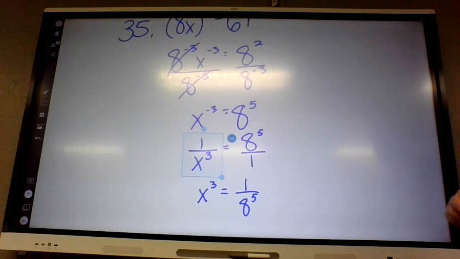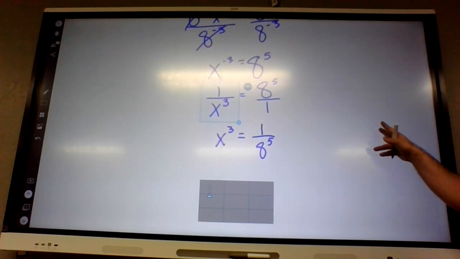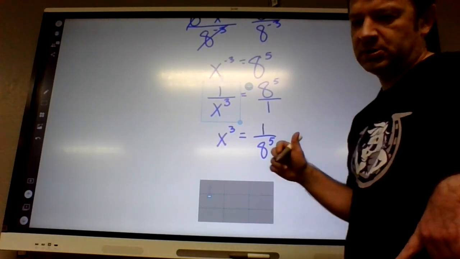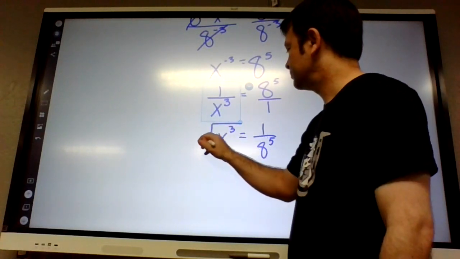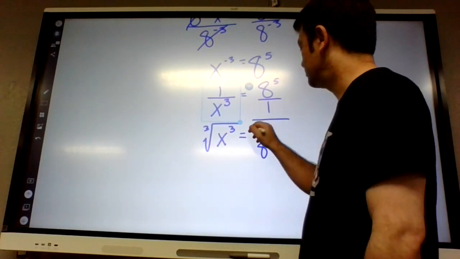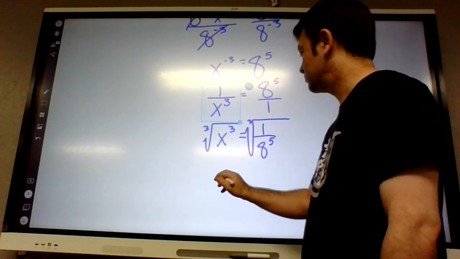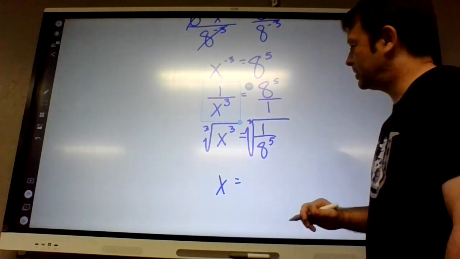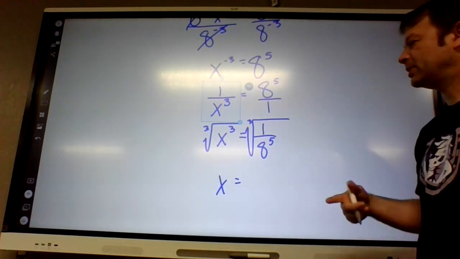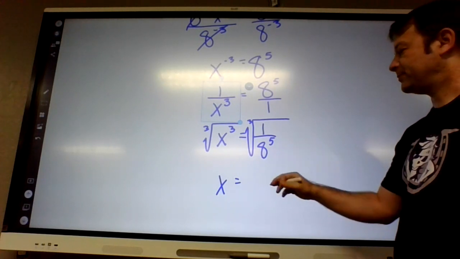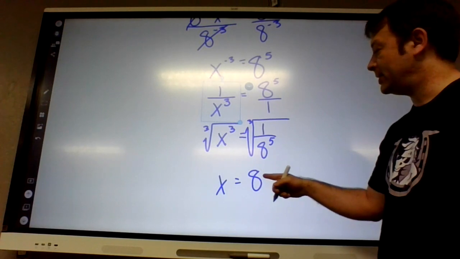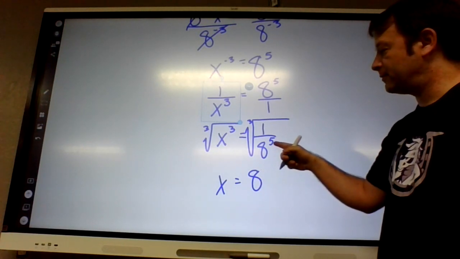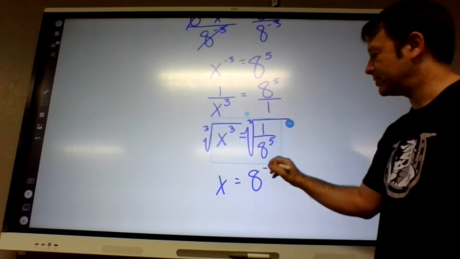How do I get rid of a cube? Cube root. Okay, well, that's going to simplify. If I wrote it in exponential form, it would be 8 to the negative 5/3, because it's on the bottom.